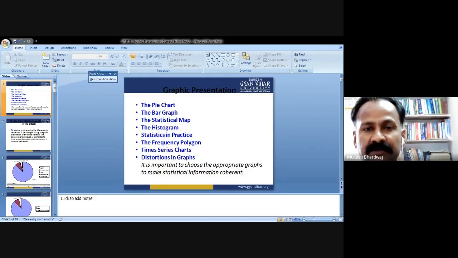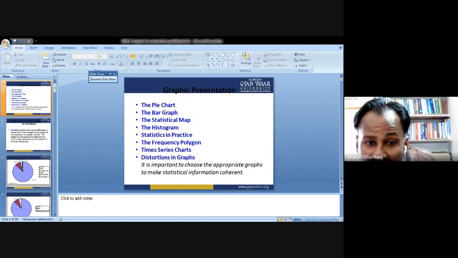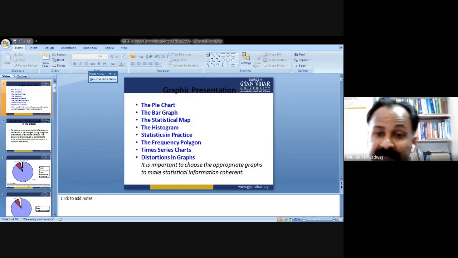So we are going to start with the pie chart, the race and ethnicity of the elderly. Pie chart: a graph showing the difference in frequency or percentage among categories of a nominal or an ordinal variable. The categories are displayed as segments of the circle.